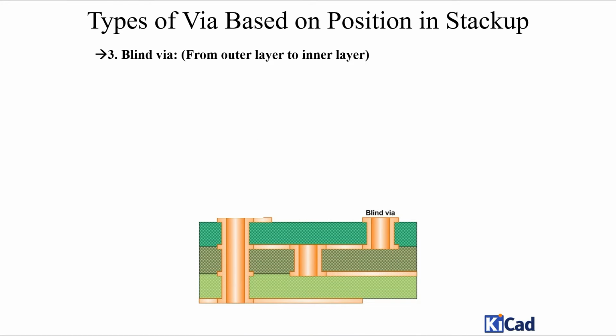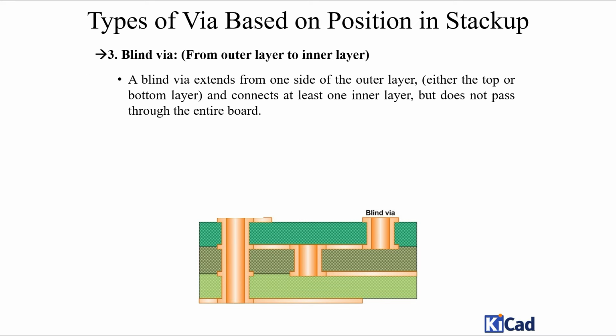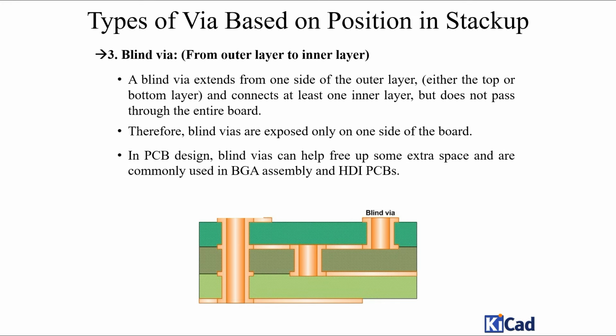The third type is the blind via. These vias go from outer layer to inner layer. A blind via starts from one side of the outer layer and connects at least one inner layer but does not pass through the entire board. Therefore, blind vias are exposed only on one side of the board. In PCB design, blind vias can help free up some extra space and are commonly used in BGA assembly and HDI PCBs. BGA stands for ball grid array.